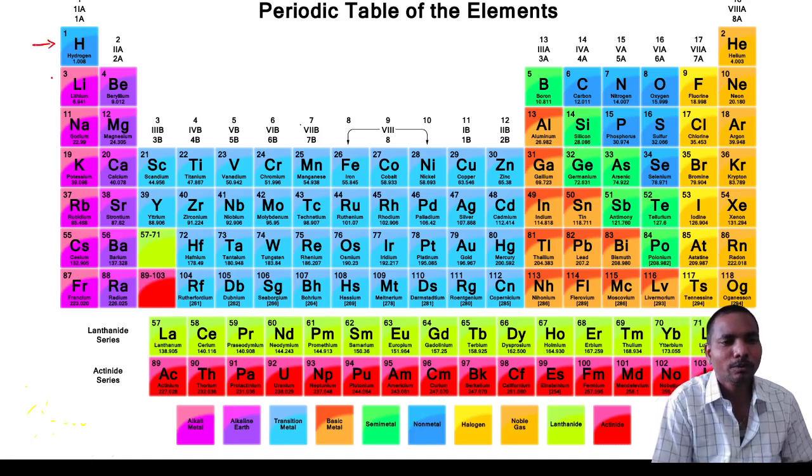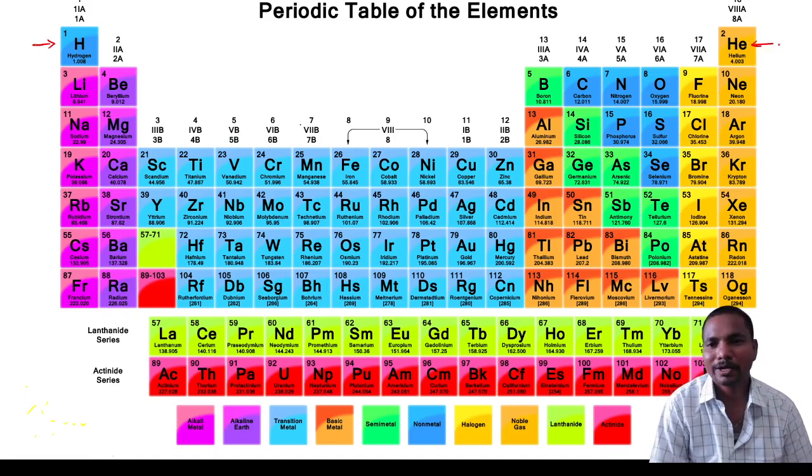So first period, how many do we have? Hydrogen, helium, 2. Second, 1, 2, 3, 4, 5, 6, 7, 8, correct. Third also 8. Fourth, 18. Fifth, 18. Here 32. Here 32.